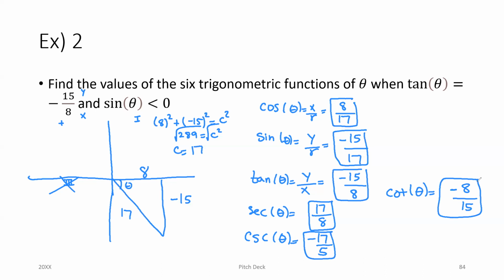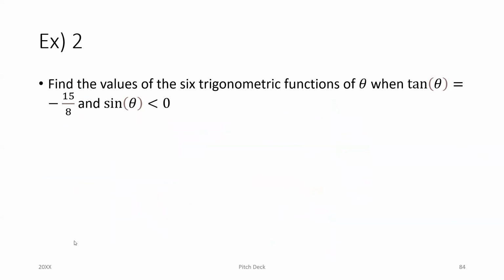Okay, let's move on. Okay, example 3. Find the values of the 6 trigonometric functions when tan theta is undefined. And we can only go from pi to 2 pi. So we're going from pi to 2 pi.